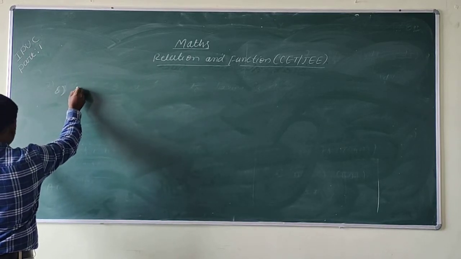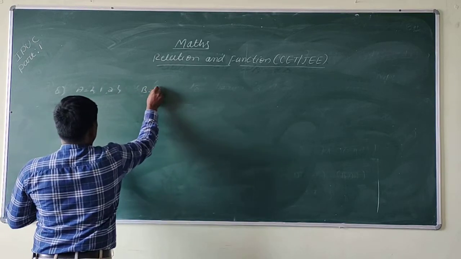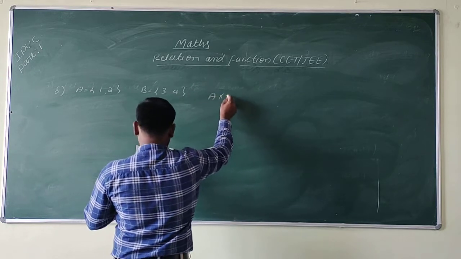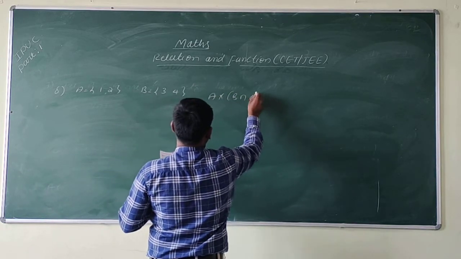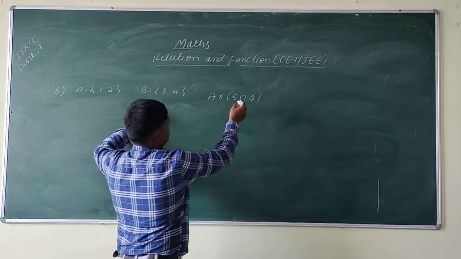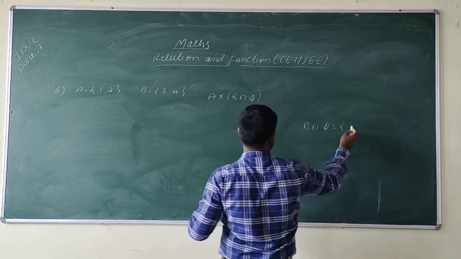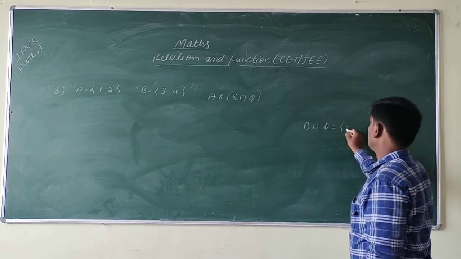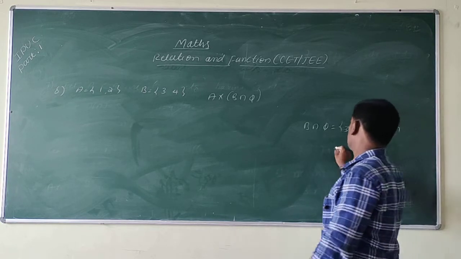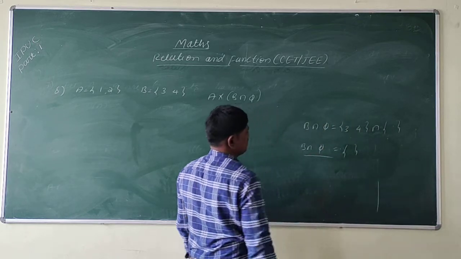So if A is equal to {1, 2}, and B is equal to {3, 4}, then A intersection B is the null set. So this is fine. Now B is {3, 4}, intersection with the null set. Is there any common element? No. So this is also the null set. That is, B intersection phi is the null set.